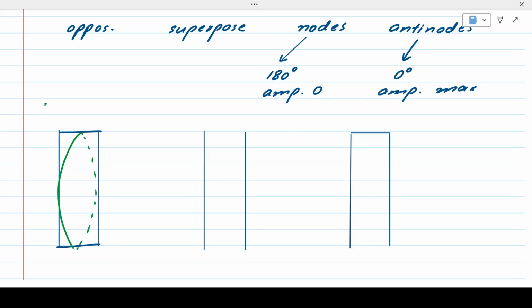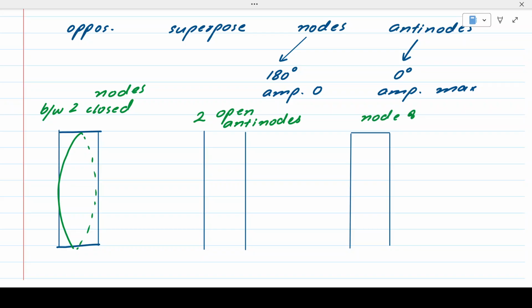So what is the case? The first is between two closed ends, aka between two nodes. This one is between two open ends, or between two antinodes. The last one is between a node and an antinode, or between a closed end and an open end.